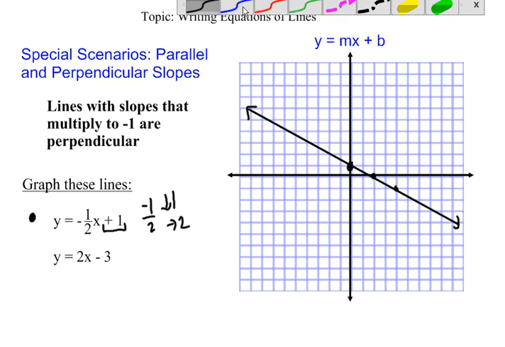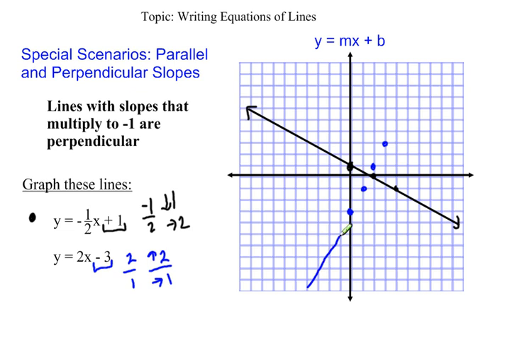For line 2, I've got a y-intercept of negative 3. So I'll always start out there when you have it provided. My slope is 2, which is 2 over 1. Positive 2 means up 2 on the y-axis, and right 1. So up 2 over 1, up 2 over 1. And I'll put another one in there. I put that line in, and we'll just see what happens.